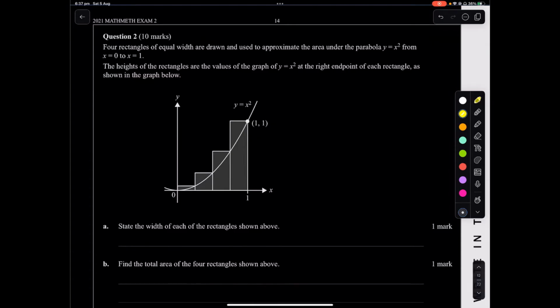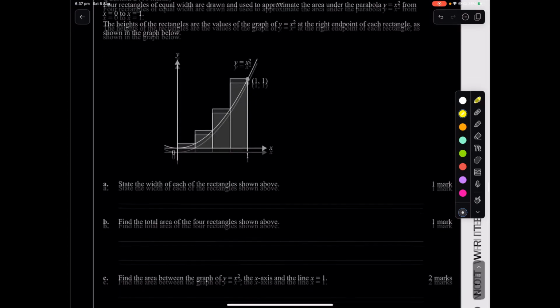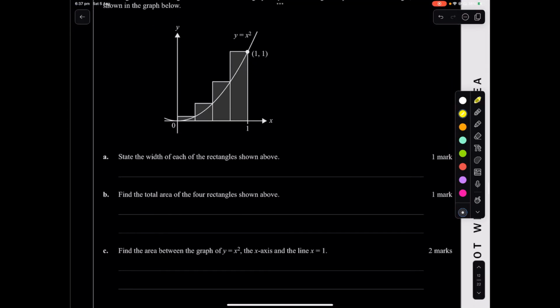Question 2. Four rectangles of equal width are drawn and used to approximate the area under the parabola y equals x squared from x equals 0 to 1. The heights of the rectangles are the values of the graph of y equals x squared at the right endpoint of each rectangle as shown. State the width of each rectangle. If we halve this, that's half, a quarter, and that should be 3/4. So your width is a quarter.